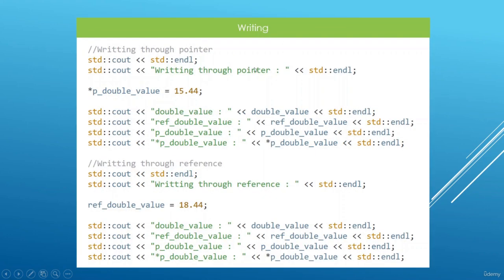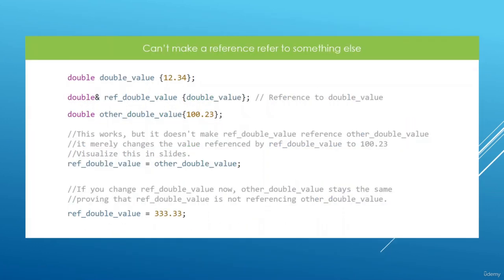And we see that the same applies if we are trying to write data into our variable. If we go through the pointer, we will have to dereference and use the star symbol in front here. If we are using a reference, we can do that directly as if we are modifying the original variable. So this syntax is much more readable. The other difference is that we can't make a reference refer to something else, but we can change a pointer to point to something else. Let's look at an example here.